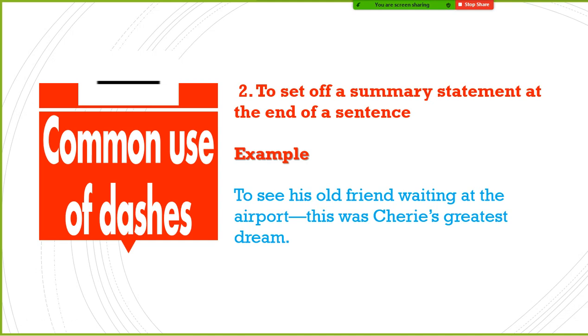To see his old friend waiting at the airport, this was Cherry's greatest dream. Here, after the dash, what did we introduce? It introduced a summary statement for the first part of the sentence. And where does it come? It comes at the end of the sentence. So in the first example, the dashes came in the middle, and what was in the middle was an interrupting idea. The second one gave me a summary of the statement at the end of the sentence.